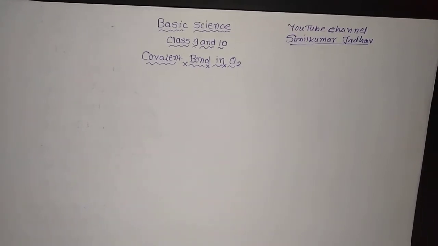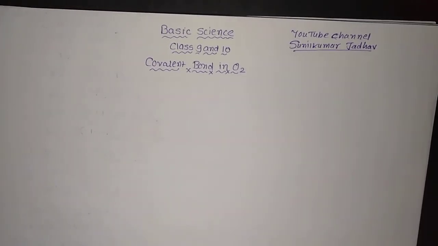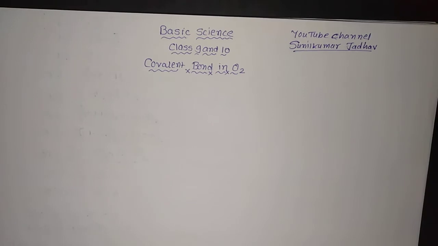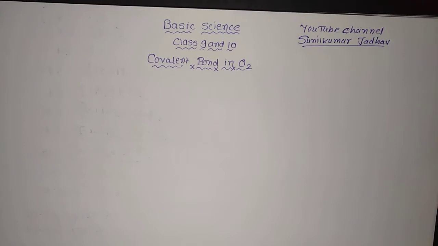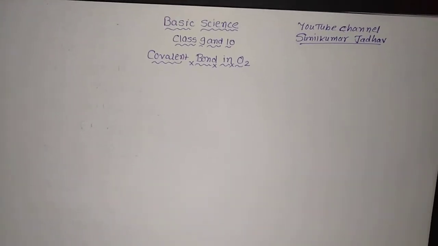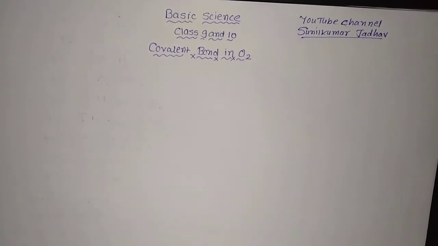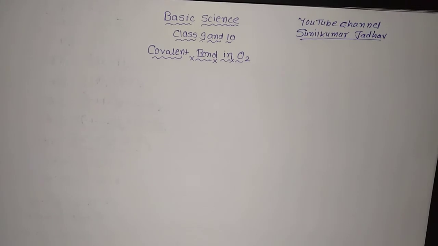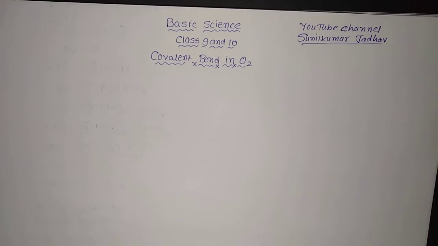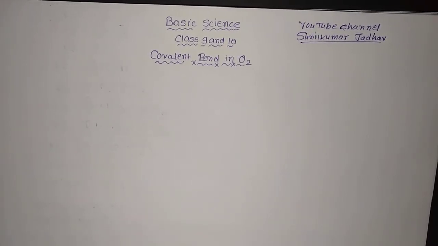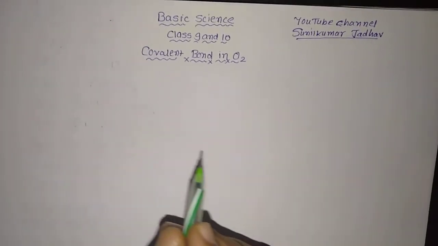Basic Science for standard 9th and 10th, in which we are going to discuss the covalent bond in oxygen, that is O2. I have made videos of different kinds of bonding in different elements, the ionic bond as well as the covalent bond, for basic high school level students. One of my viewers has asked, in fact, "Sir, can you show me the covalent bond in oxygen?" I have already made the video, but this is again for you. The covalent bond in oxygen.